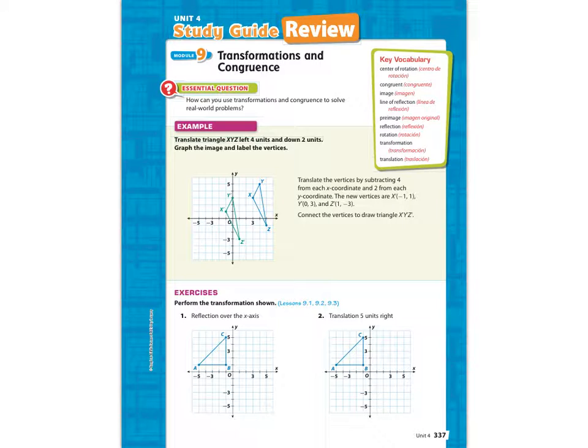This is Mr. Bainey, and we're going to study up a little bit before you have to take the Unit 4 test. That's Module 9 and 10, all about transformations. And so if you didn't try these problems yet, page 337, number 1 through 4, and page 339, number 1 and 2. So here we go.